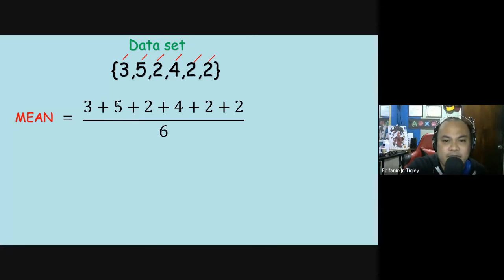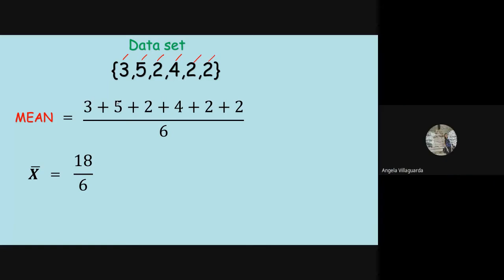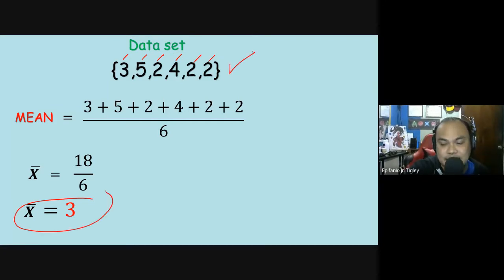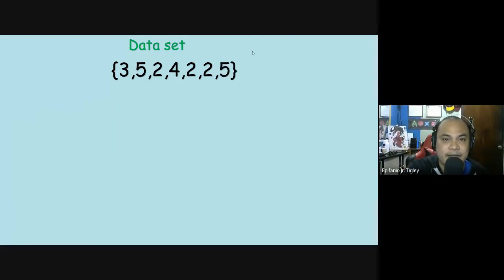And the sum for your numerator will be 18. Now, what is 18 divided by 6? 3. Mean is still 3. So this is our mean for this data set. Okay? Let's have another data set.